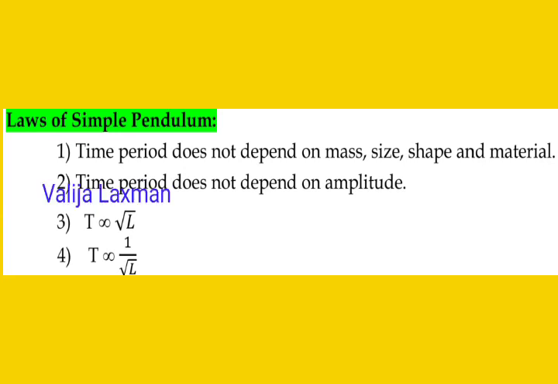Okay. So if at all the length of the simple pendulum increases, what happens to the time period? Increase or decrease? Increases. We have said that it is directly proportional. If at all we are taking the simple pendulum onto the moon, does the time period increase or decrease? What happens to the time period?